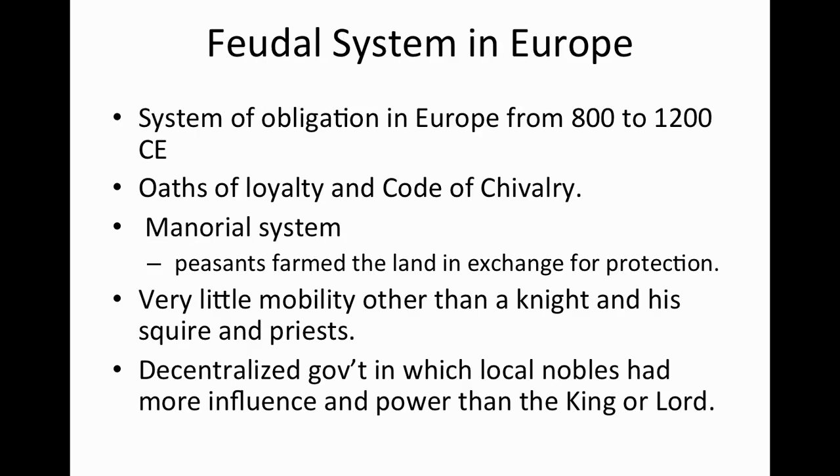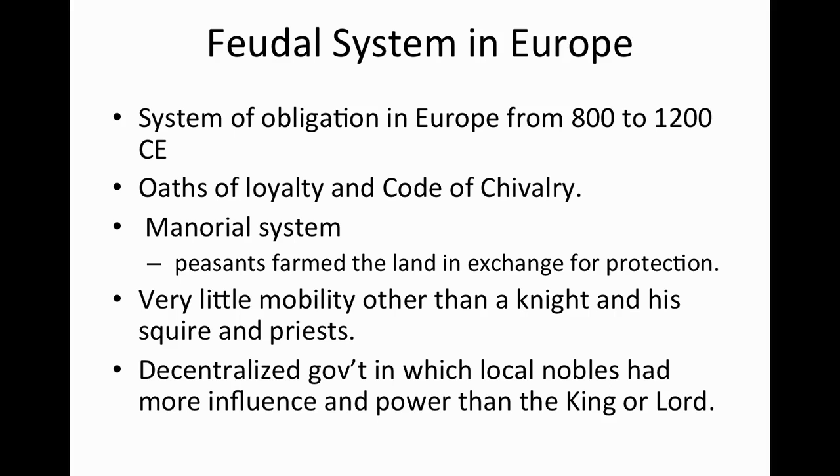All right, feudal system in Europe, you want to be able to understand it. It is a system of obligation. It was constant between 800 and 1200 CE. Oaths of loyalty and codes of chivalry are common. The manorial system, the manor. Remember the lord would own the land. He would rent the land, or he would allow peasants to farm the land. In return, they would give him crops, and they would get protection. Right? Again, a system of obligations. There was very little mobility.